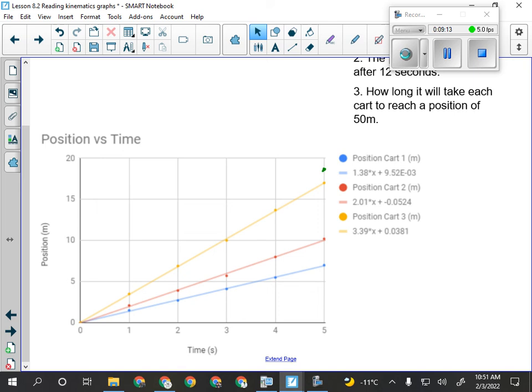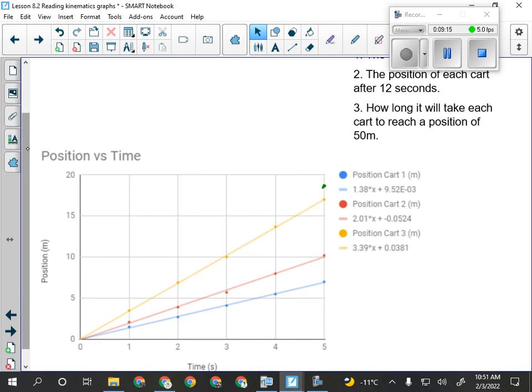So we are looking for the position of each cart after 12 seconds in number 2, which means we're solving for y or x? Y, okay, because position is on the y-axis. And they gave us 12 seconds, which is an x value because time is on the x-axis. All right, so all we have to do is plug in.